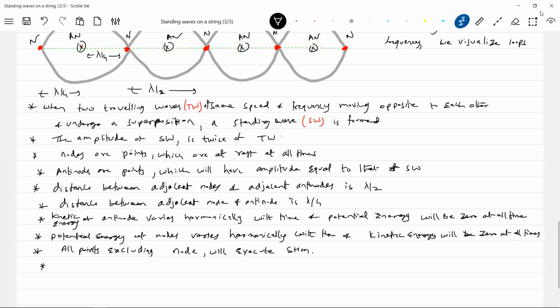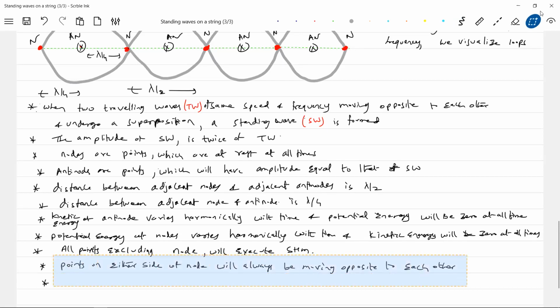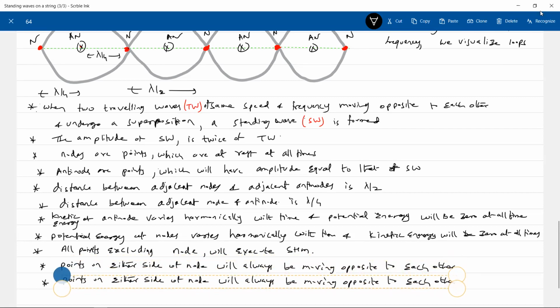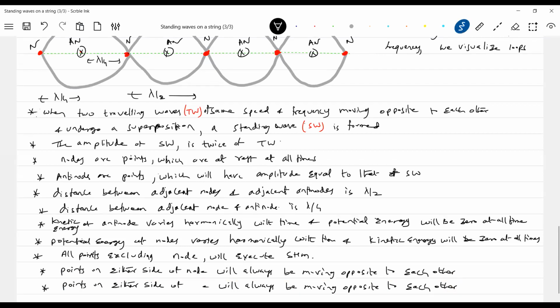Next. Points on either side of a node will always be moving opposite to each other. Next. Points on either side of an antinode will always be moving in the same direction.